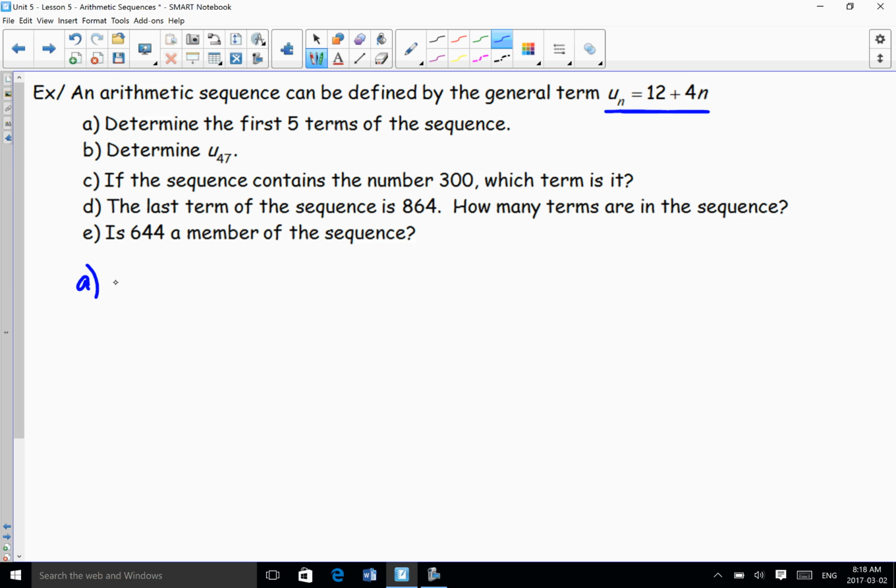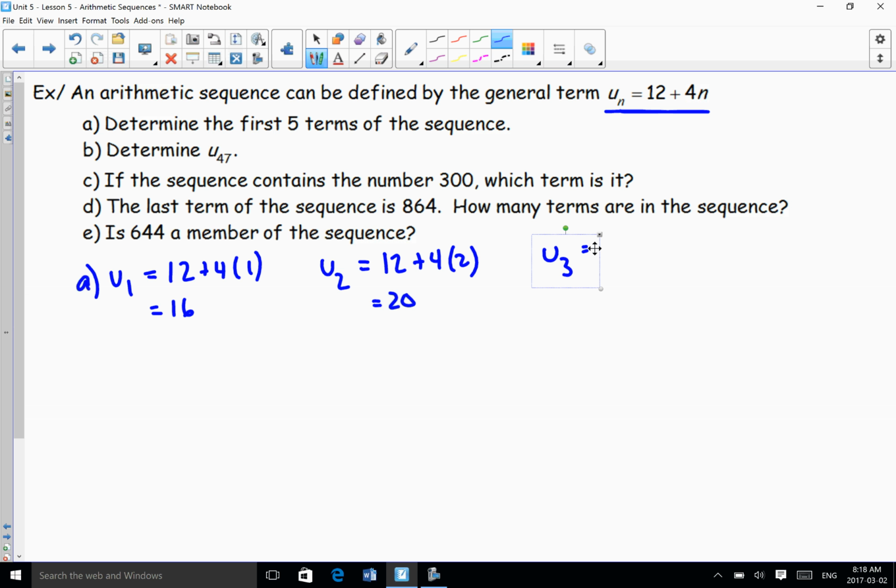So if I want to find the first term, u number 1, that's made up of 12 plus 4 times 1. That gives me 16. U number 2, 12 plus 4 times 2. That gives me 20. Now, there's a constant pattern here, right? So I don't actually need the equation to figure out the rest of them. I just need to look at the difference between the first two. And it's 4. So U3 is 24. U number 4 will be 28. And U number 5 will be 32, our constant difference.